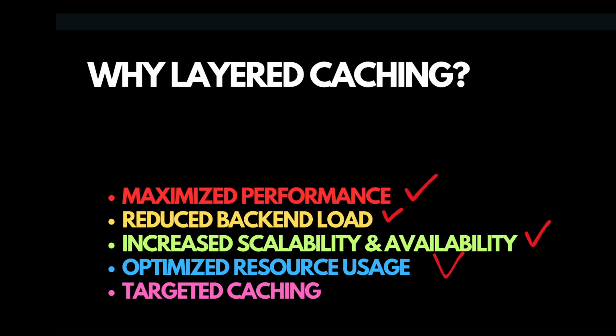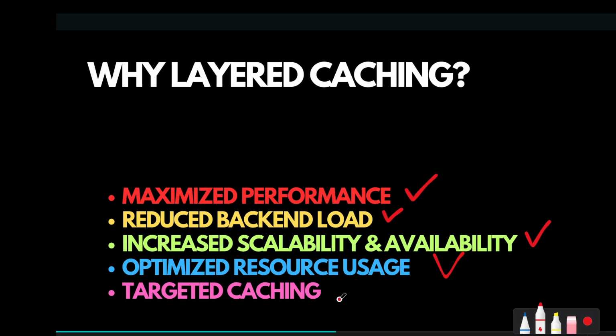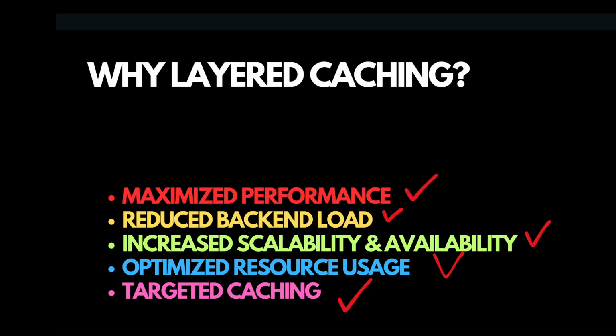Number 4, optimized resource usage. You can use cheaper, smaller, faster caches for the hottest data at the edges, and larger, more consistent, but potentially slightly slower caches deeper in your architecture, optimizing your overall resources. And number 5, targeted caching. Different layers can cache different types of data more effectively and efficiently. For instance, a CDN for static assets, a distributed cache for session data, and a database cache for query results.